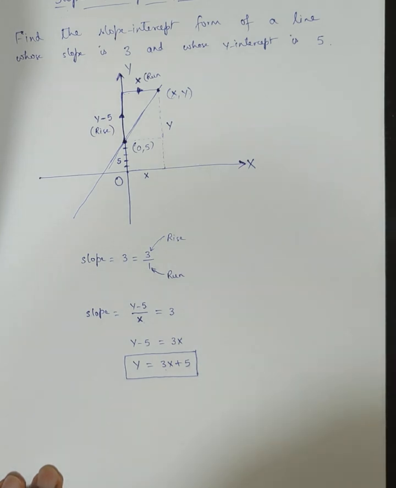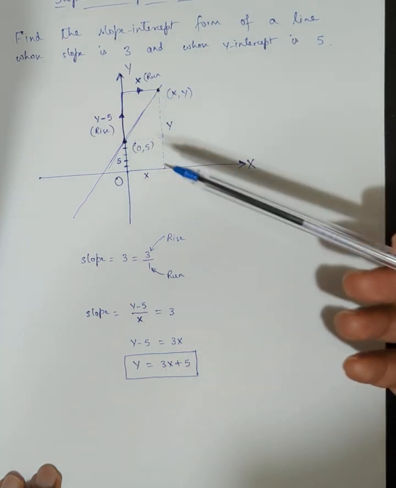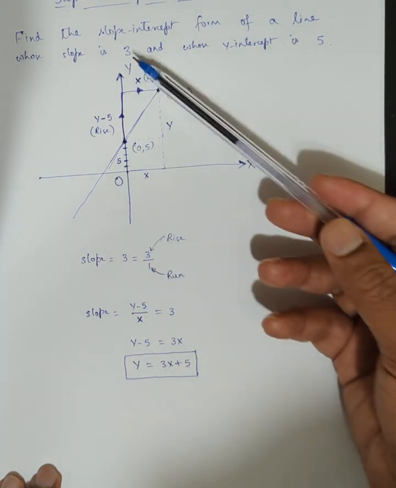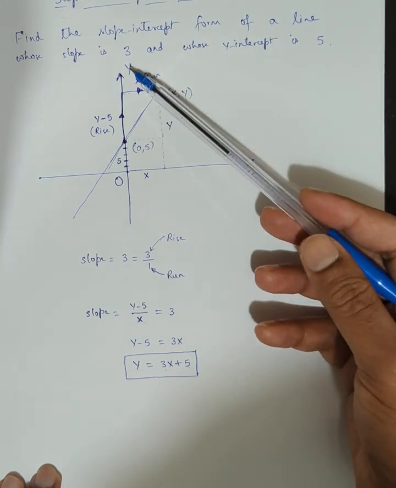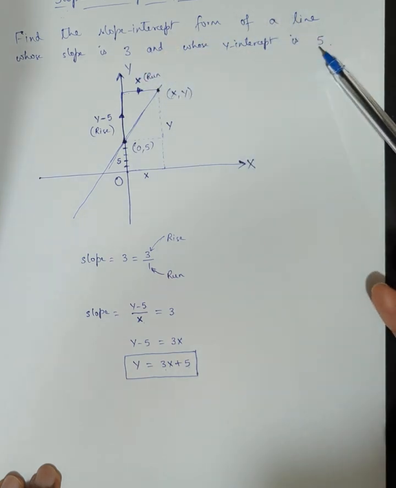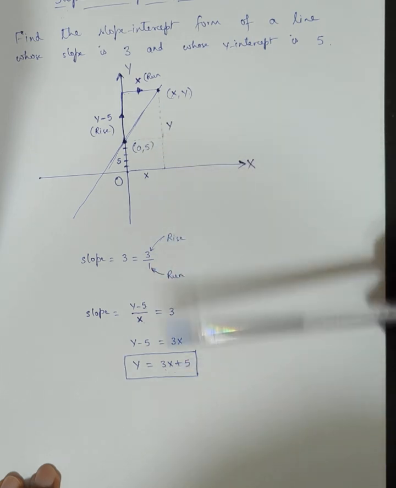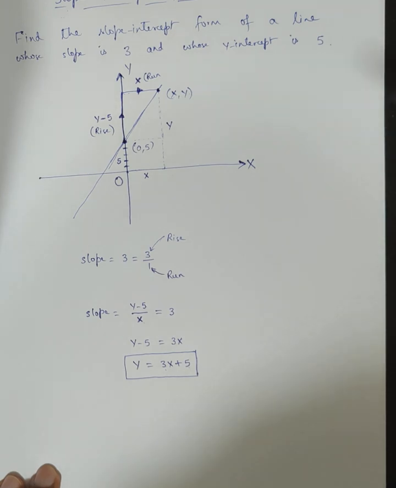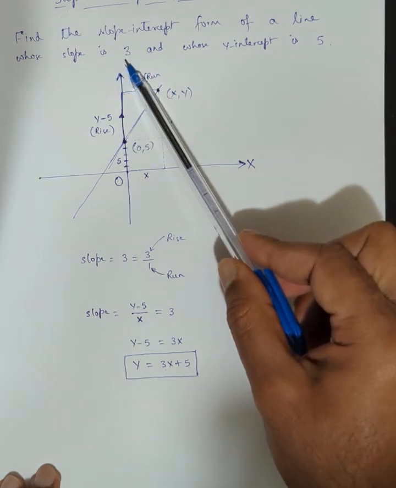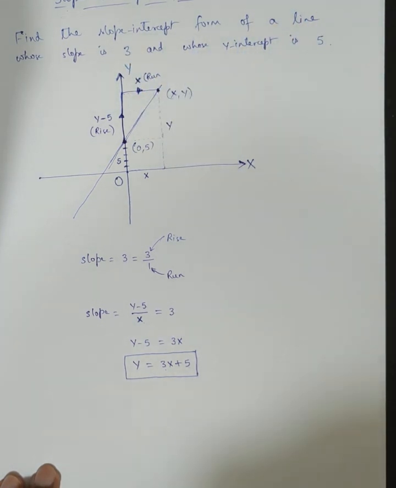Notice we have not used any special properties of the numbers 3 and 5. So this process would have worked even if these numbers were different. So even if you were given slope of 2 and y-intercept 7, you would have gone through the same process and you would have obtained y equals 2x plus 7 in that case. And it actually works even if one or both of the slope and y-intercept is negative or 0.